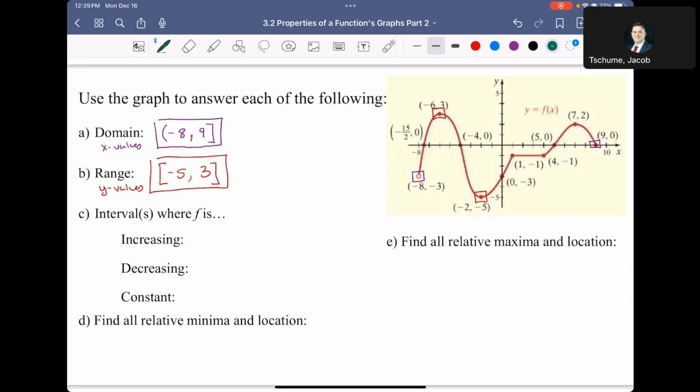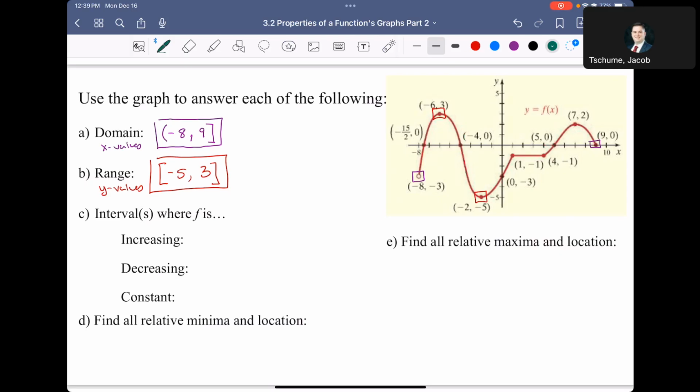For part C, we want to look at the idea of where is this graph increasing, decreasing, and constant. So we're going to go piece by piece for this. So remember, with these three, you're only looking at the x values. And remember, we don't use union symbols. We use commas. And also, we don't use brackets. We only use parentheses in increasing, decreasing, and constant.